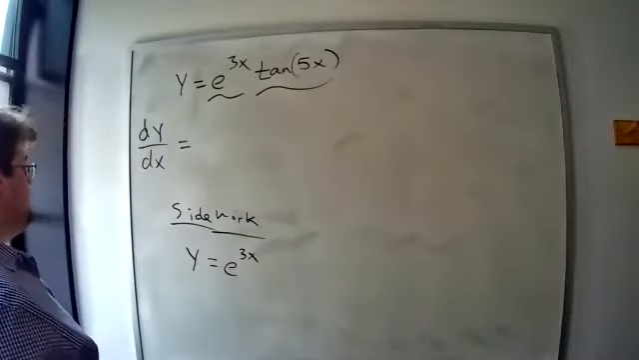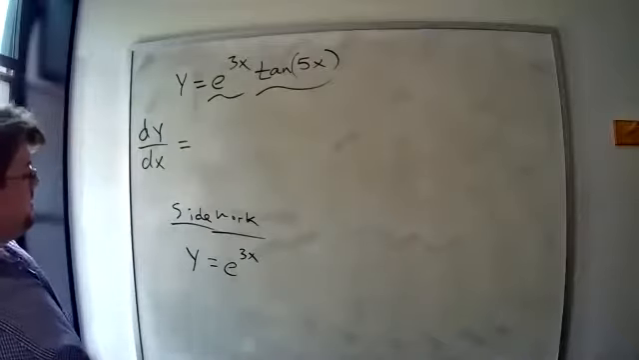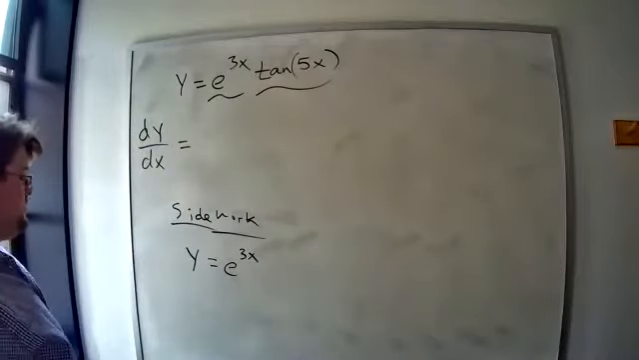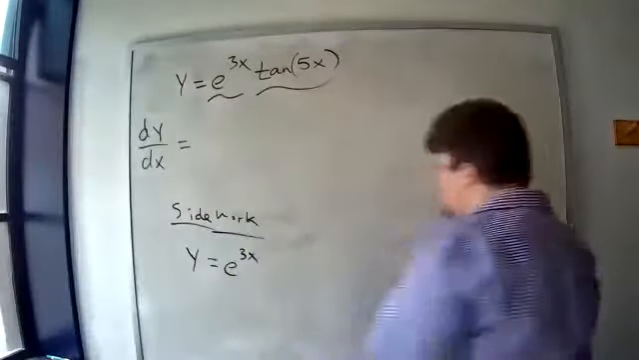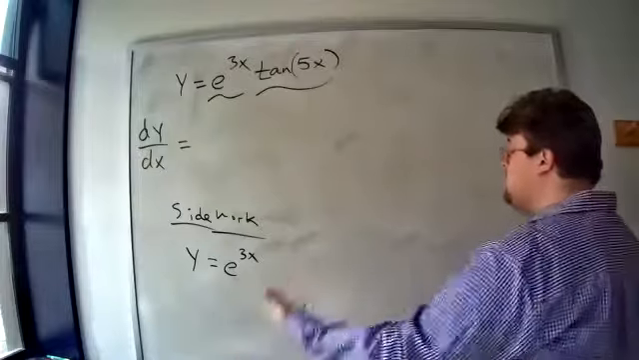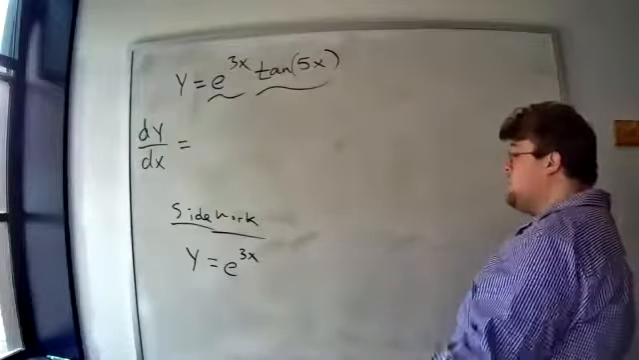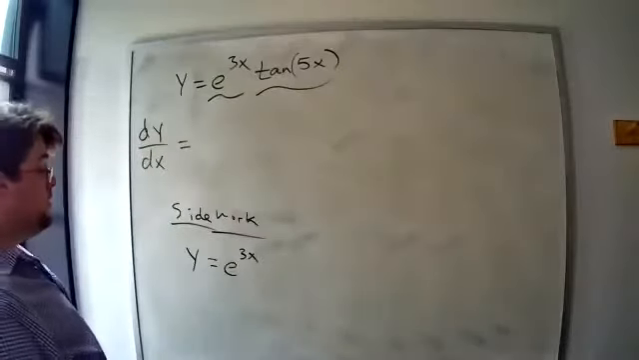Some mathematicians may not like using y as that, and then on the side using y as this. I'm okay with that. That's fine with me. Side work. So here we're going to do the derivative of e to the 3x. Well, we don't have a rule for e to the 3x. We have a rule for e to the x.